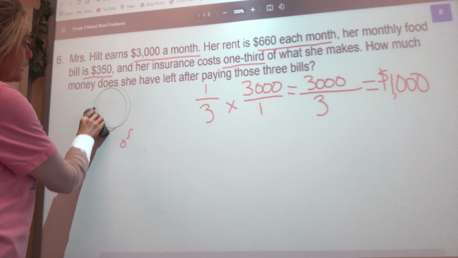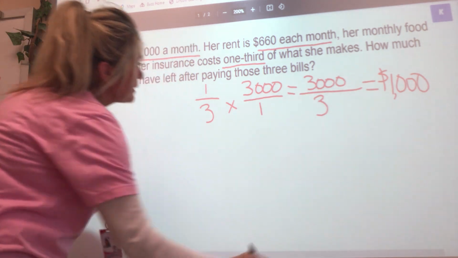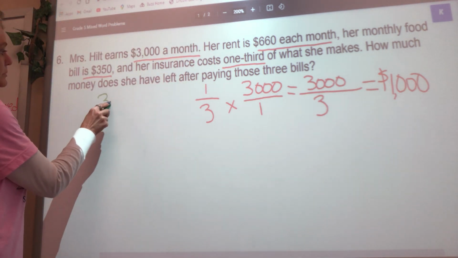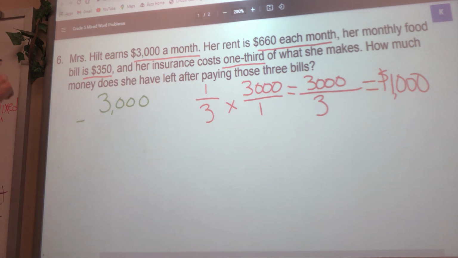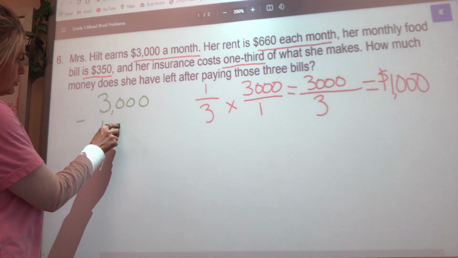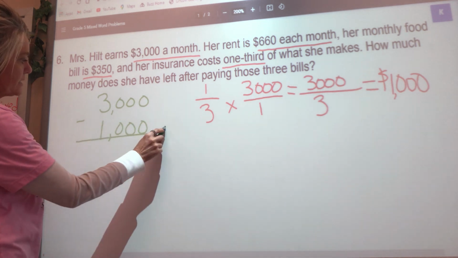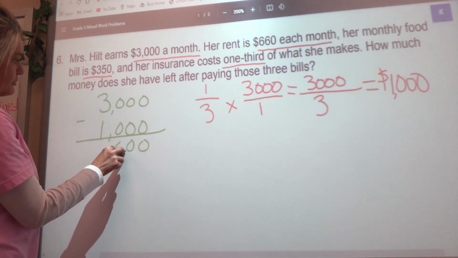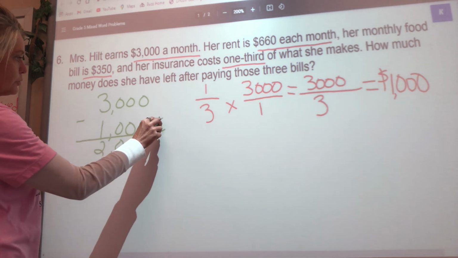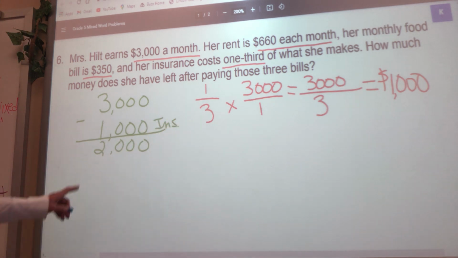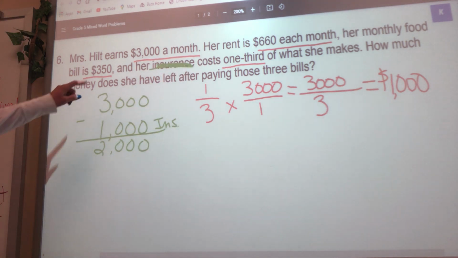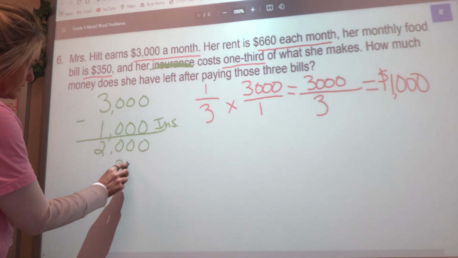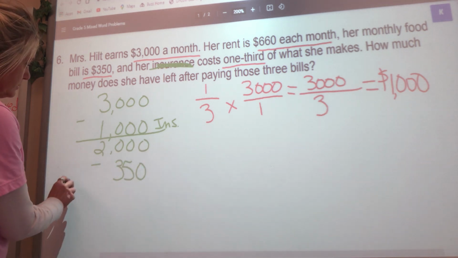So now we can go back. Now we know how much she makes. She makes $3,000 per month, and we can start taking away her bills. Her insurance was $1,000. We just calculated that. So after her insurance, she has $2,000 left. So we've taken care of her insurance. Her monthly food bill is $350. So let's subtract $350 from $2,000.